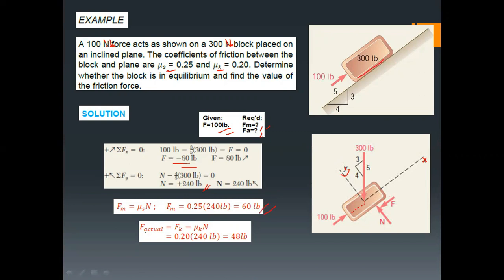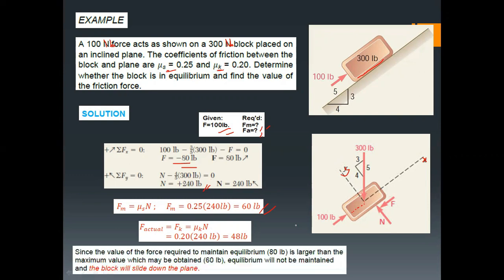And then, actual friction natin, which is simpleng 0.2, no, times dun sa 240 acting din dun sa force natin. So, compare natin siya, which is 48, yung nakuha natin. Since the value of the force required to maintain equilibrium, which is 80 pounds, is larger than the maximum value that may be obtained, ng 60 pounds natin na nakuha, yung static friction natin, which is ito kasi dapat kailangan niyang ma-maintain.